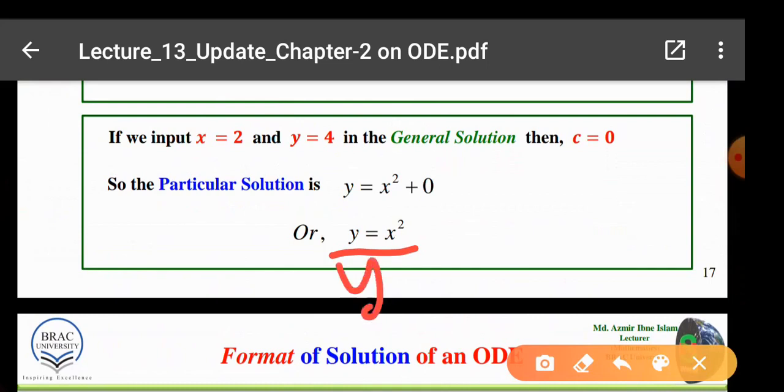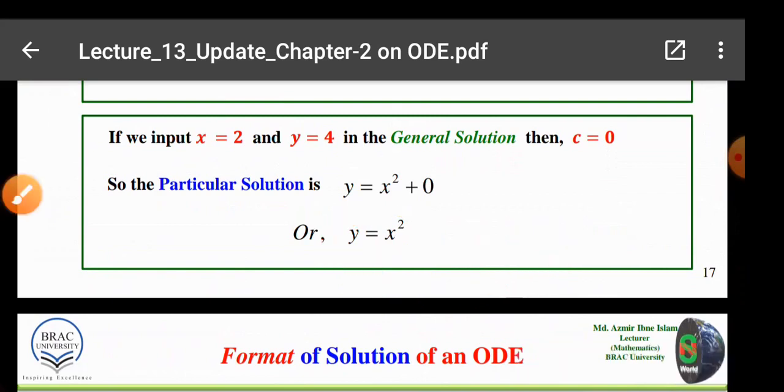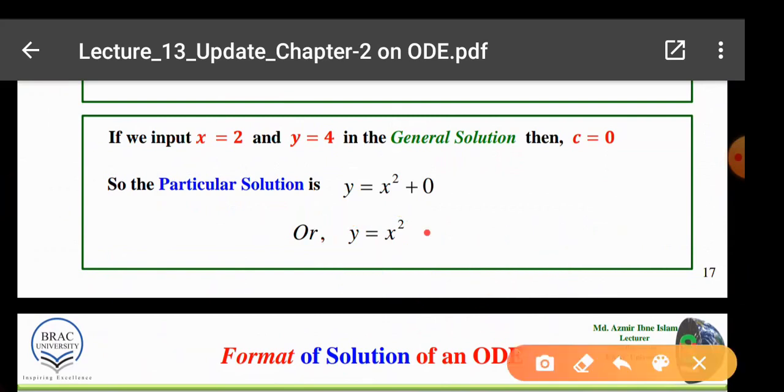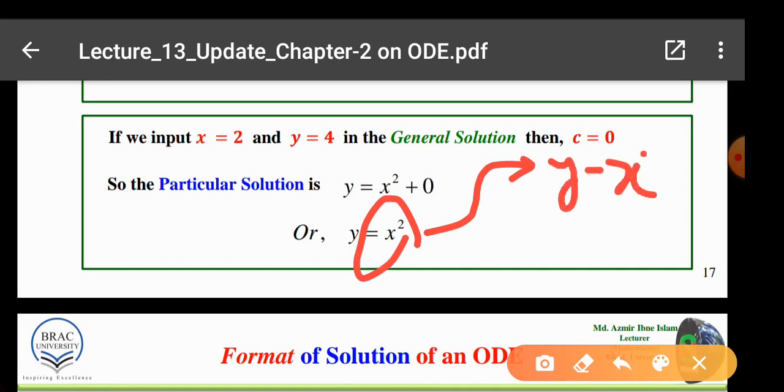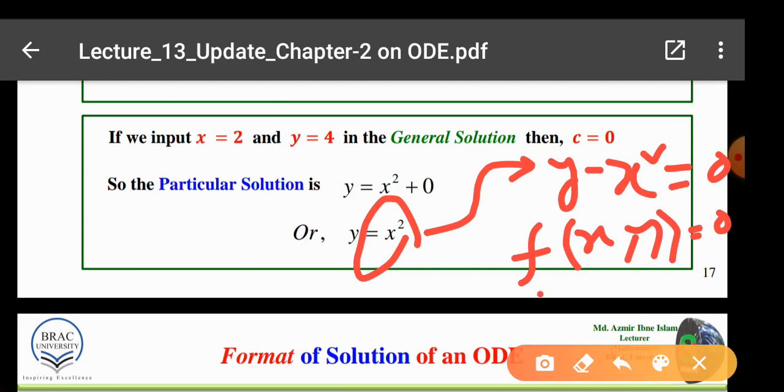It is already in y equal to f of x form, so that means it is in explicit form. But the same result we can express in implicit form. If we transfer x squared to the left side, it becomes y minus x squared equal to 0. So what can you say now? It is of the form f of x, y equal to 0, which defines that this solution is written in implicit form.